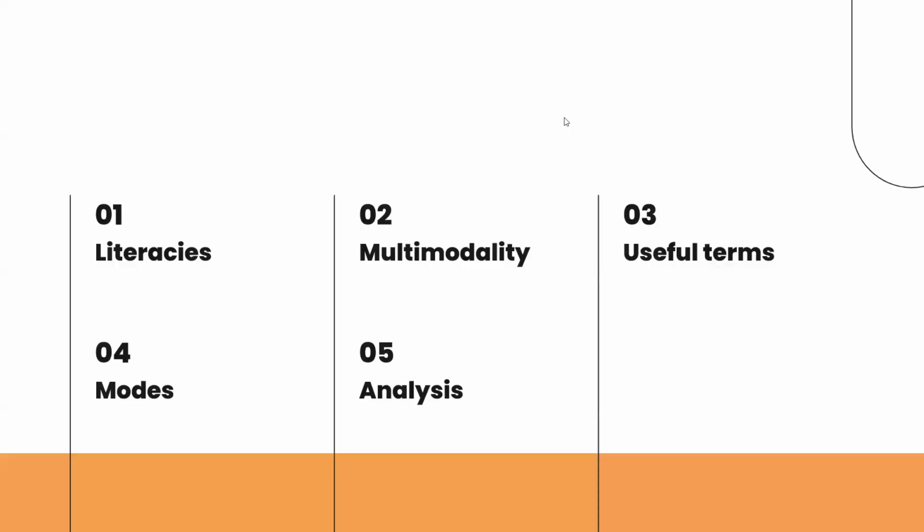So today we're going to cover these particular aspects of studying cultural productions. We're going to dive a little bit into what literacies are. We're going to go into what multimodality is. We're going to take a look at some useful terms, and we're going to understand specifically in multimodality what modes are. Multimodality means that there are several modes acting at the same time. What are modes? Let's answer that. And then we're going to practice with some analysis.